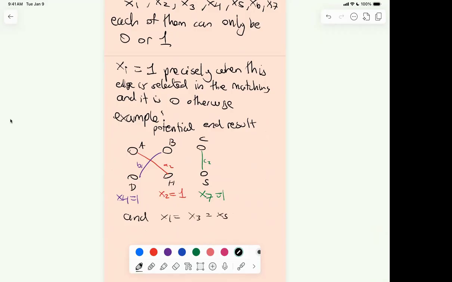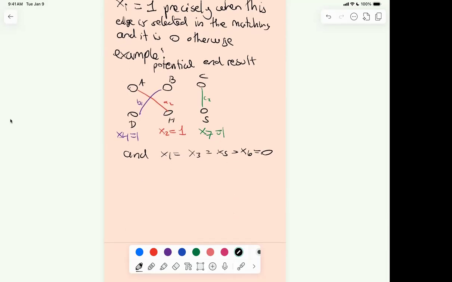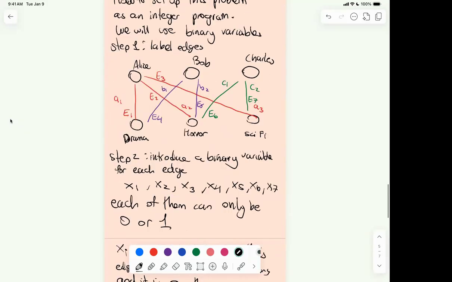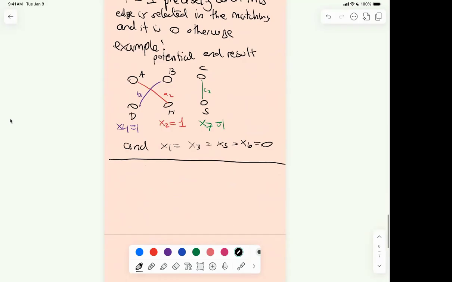Is that making sense? Any questions so far? Do you like the idea of the variables? Okay, now comes the cool part. First, what is the function that you're trying to maximize? Let's address that next. So step three, what is the function?